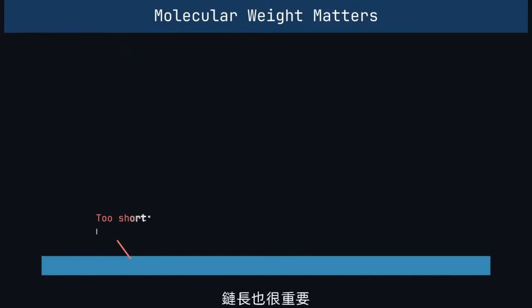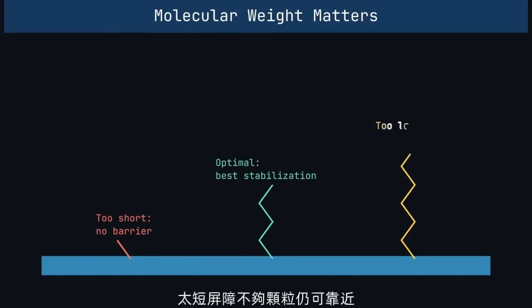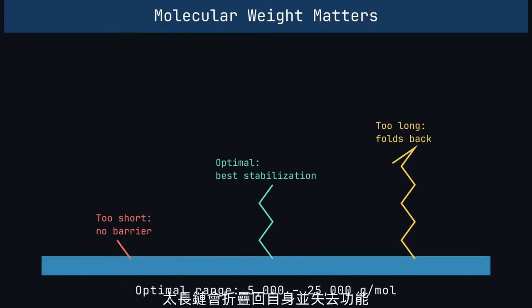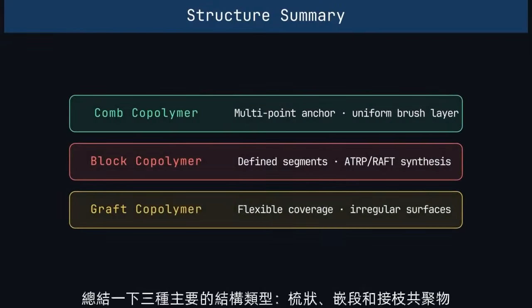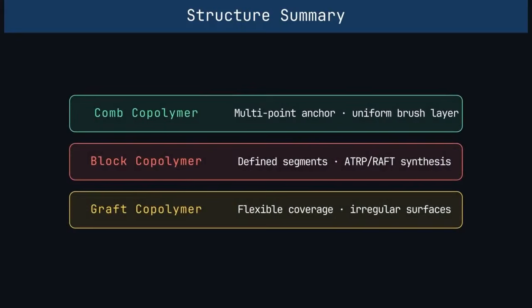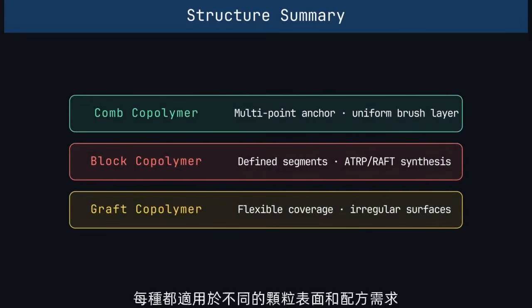Chain length matters too. Too short, not enough barrier, particles can still approach. Too long, the chain folds back onto itself and loses its function. The sweet spot is roughly 5,000 to 25,000 grams per mole. To recap, three main structural types, comb, block, and graft copolymers, each suited for different particle surfaces and formulation needs.